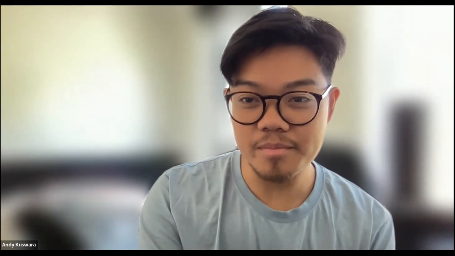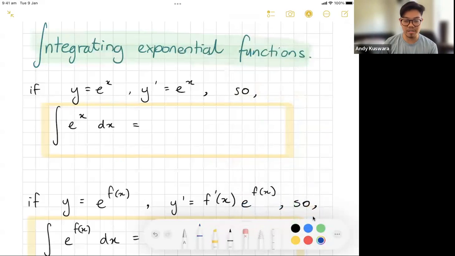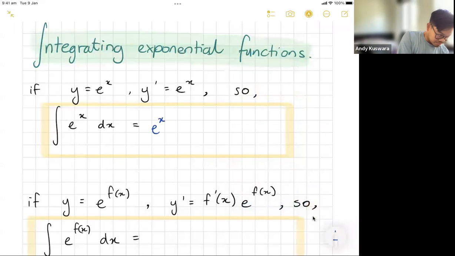All right. So again, we said integrating exponential functions. Now, the good news is if you know how to differentiate exponential functions, which hopefully you should by now, you'll know how to integrate. So a couple of things here. If y equals e to the x, y dash equals e to the x. We remember that. That's nice. So it makes sense that if we integrate e to the x, guess what? We should get e to the x. And don't forget your plus c.